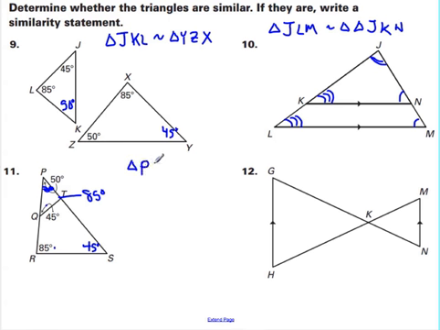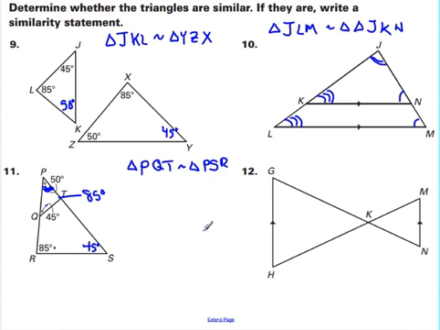So we have triangle PQT is going to be similar to triangle P, because that's the 50-degree angle. Q was a 45-degree angle, so then we have to say S. And T was an 85-degree angle, so we have to say R.